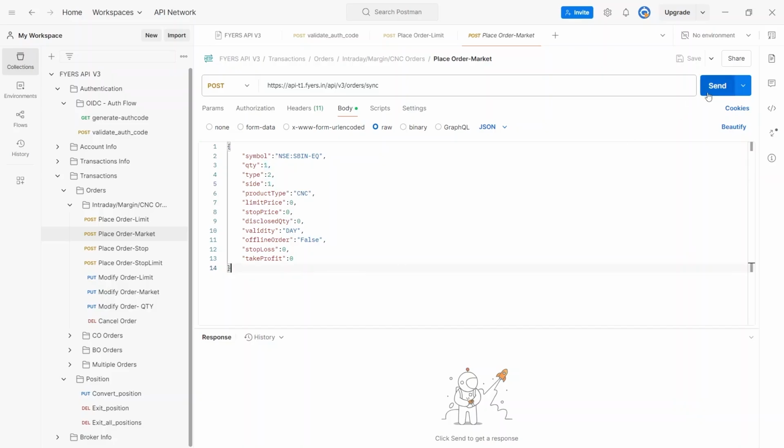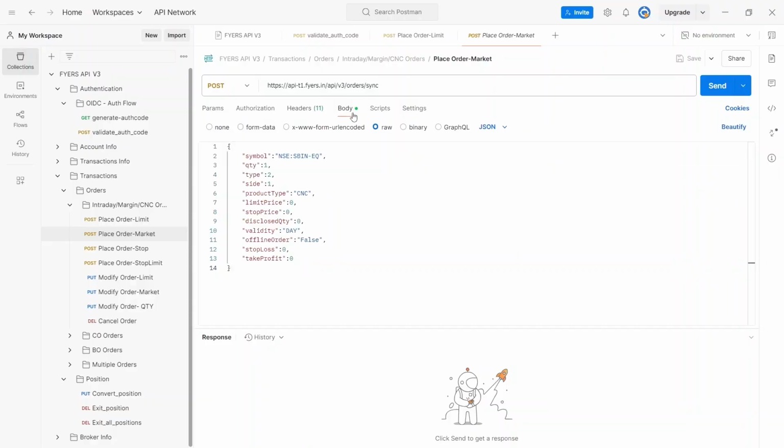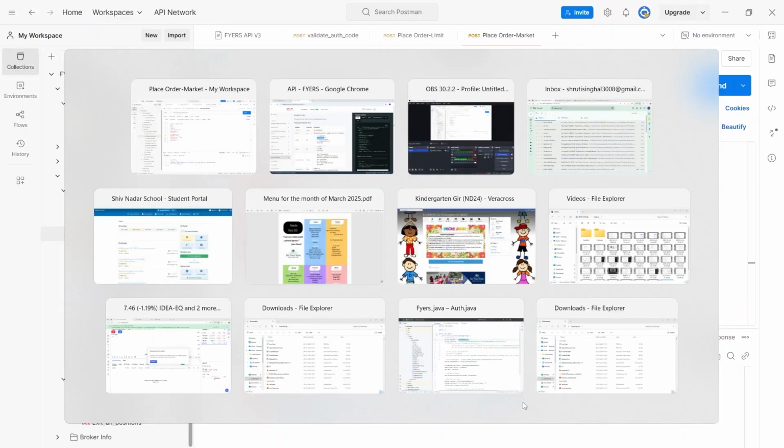Let's run this and see whether it's working or not. Also, please remember, I've already added the app ID and the access token beforehand. Let's run the trade, and you can see it says order submitted successfully with the order reference number of 053.